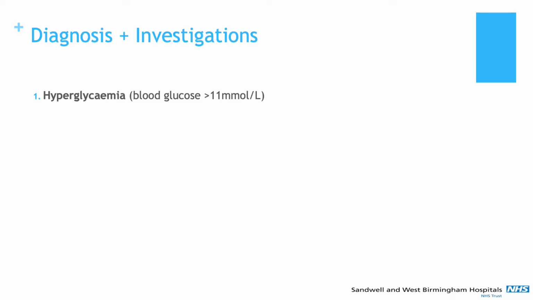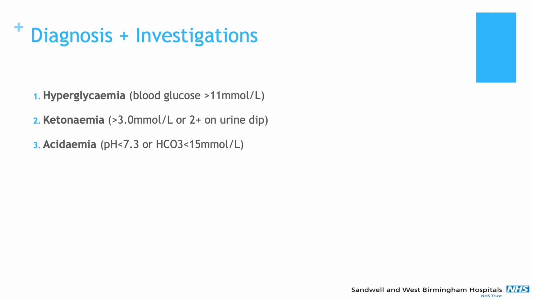So in terms of our investigations, in DKA we see a hyperglycemia, so a blood glucose of more than 11 millimoles per litre. We see a ketonemia, more than 3 millimoles per litre or 2+ on a urine dipstick. Acidemia, so pH of less than 7.3 or a bicarb of less than 15.